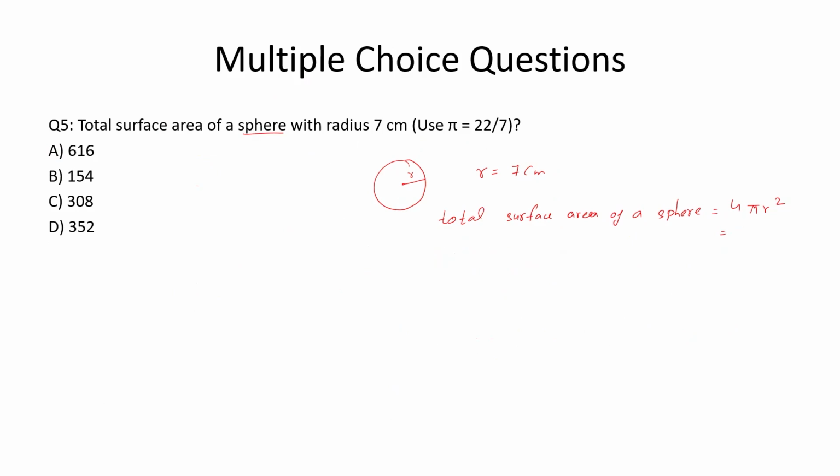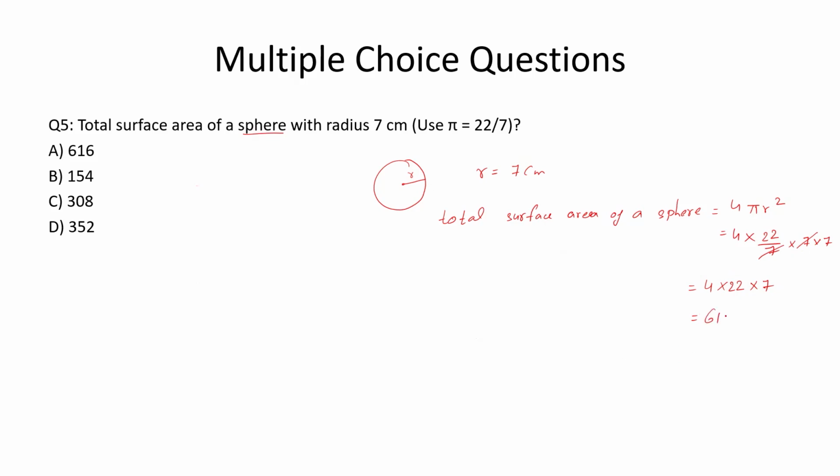Here you can see that 4 is a constant, pi is given in the problem, r is given in the problem. So let me write 4 into 22 by 7 into r square, means 7 into 7. So one 7 and one 7 will get cancelled. You will be left with 4 into 22 into 7. Again, I'm going to use my calculator to do this multiplication. Otherwise, it will take some time and I don't want that. 4 into 22 into 7 is 616.